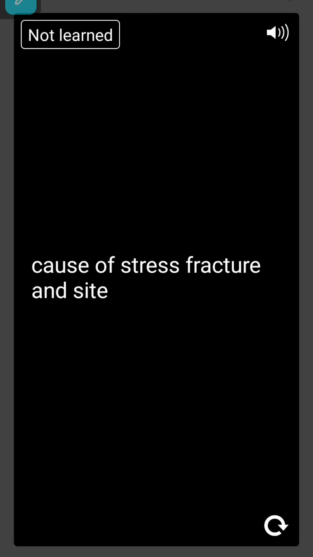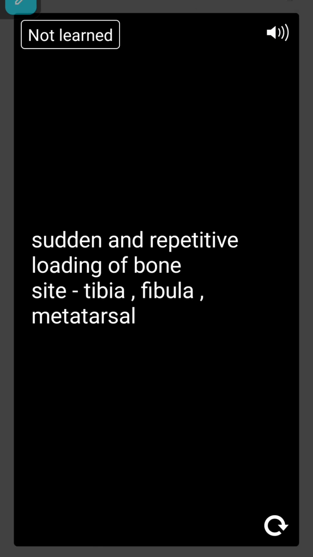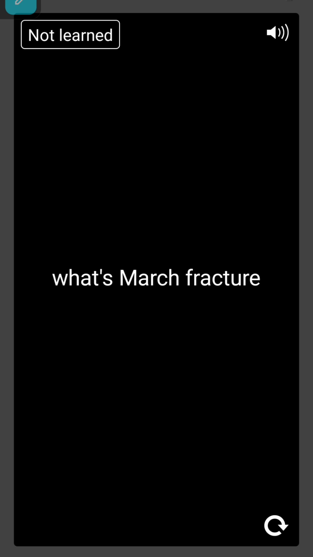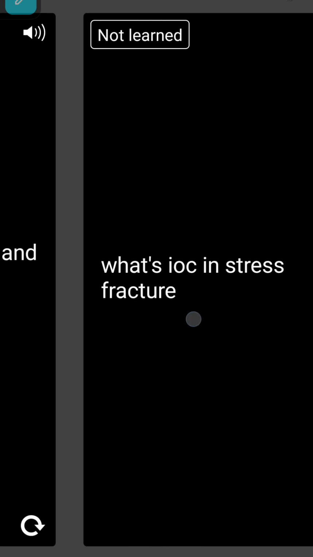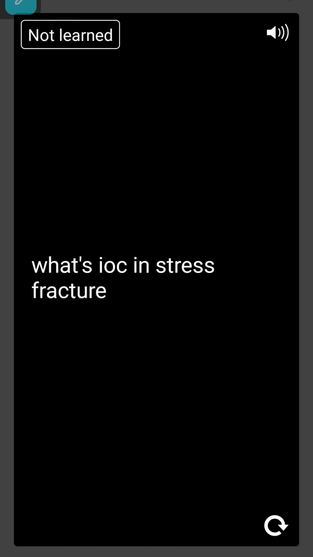Cause of stress fracture and site: sudden and repetitive loading of bone. Site: tibia, fibula, metatarsal. What's March fracture? Stress fracture of second and third metatarsal. Neck greater than shaft.